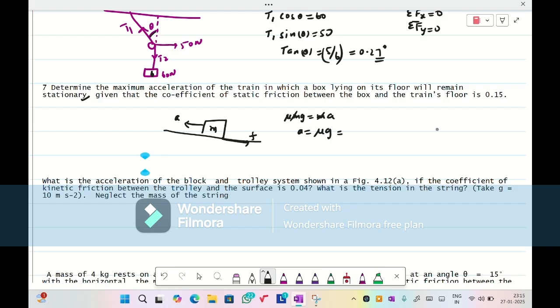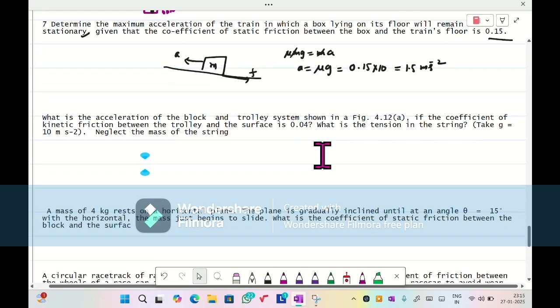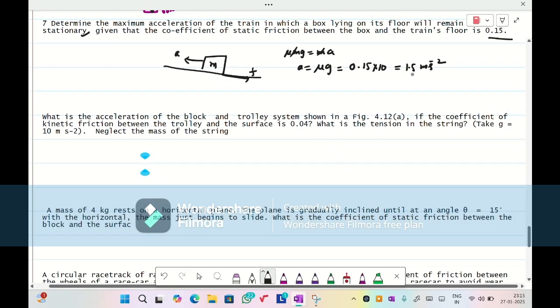Mu is given as 0.15, so 0.15 into 10, that equals 1.5 meter second power minus 2. Right, this is the answer. If the acceleration is up to 1.5 meter second power minus 2, it will be at rest. If it is more, it will move backward. If it is less than this acceleration, it will not move forward. Remember that it will stay at rest only. Friction cannot give more acceleration.